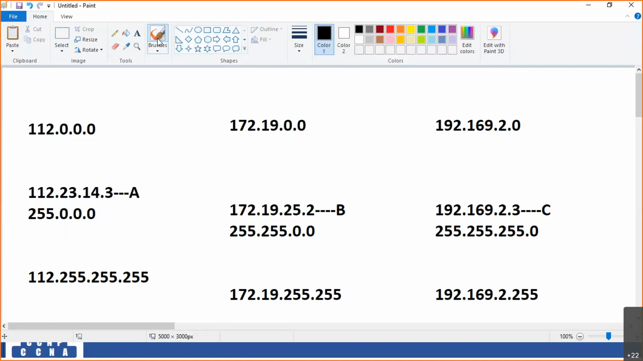What is the subnet mask of 255.255.255.255? No, a subnet mask will only exist for class A, class B, and class C. That's it. There is no subnet mask for class D and E. Class D is multicast, and class E is research and development. They are not used for LAN and WAN. Yes, only classes A, B, and C.